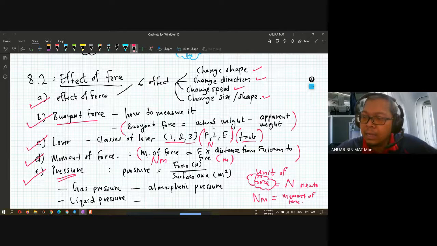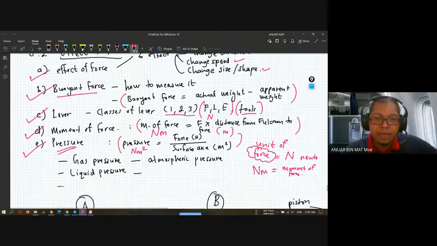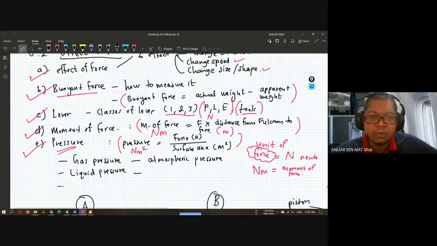The formula for pressure is pressure equals force divided by surface area. The unit of pressure is Newton per meter square. So how many types of pressure did you learn?